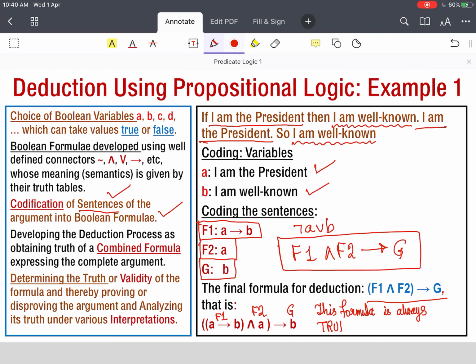Always true. In other words, it means that this formula is a tautology. A formula being a tautology means it is true for every assignment of A and B. So now, all we have to do is prove that this is a tautology.